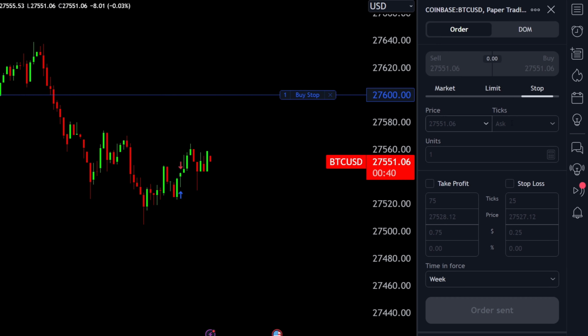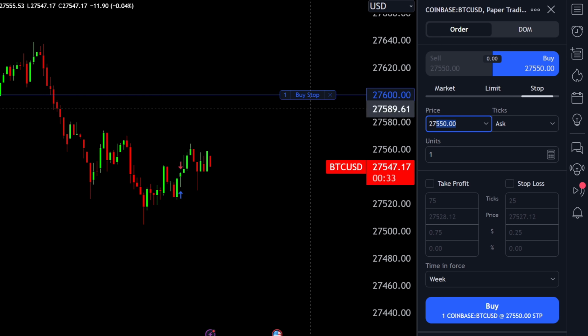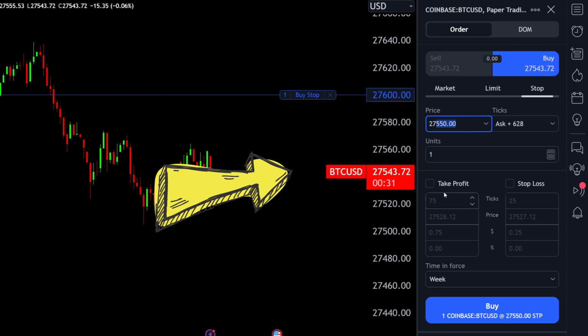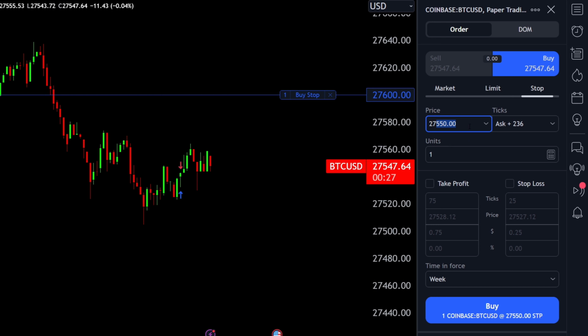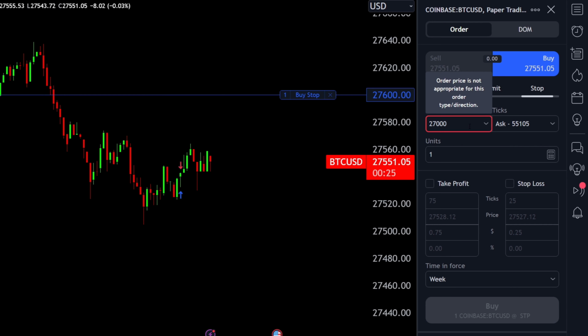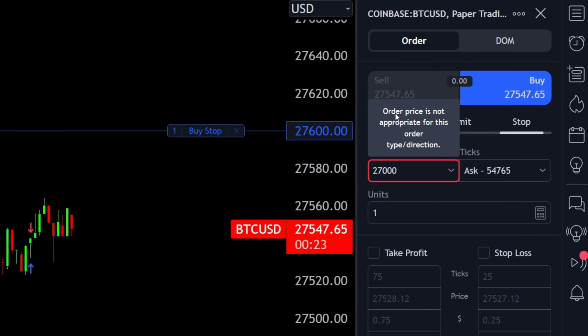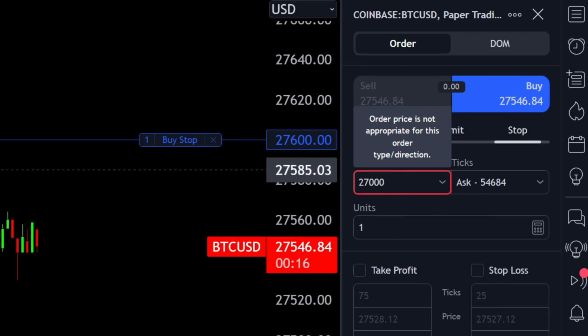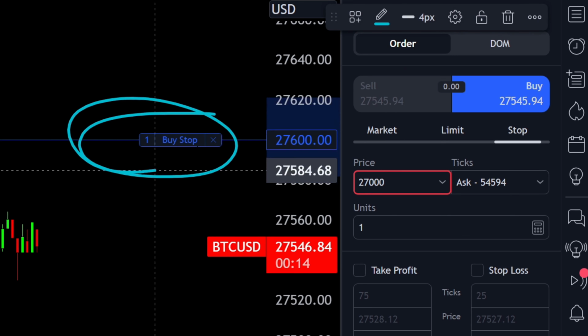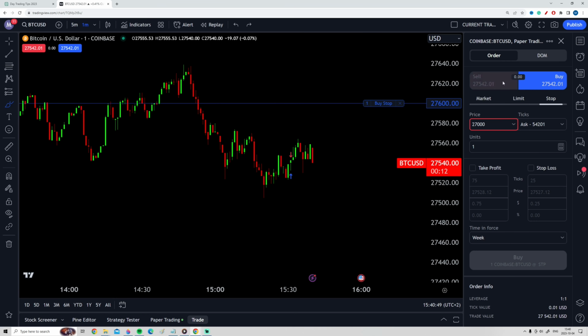And the buy stop order, let me show you, we go back here to the buy stop. And if you try to place a buy stop below where the price is currently, you can see right now we're trading at 27,540 around there. So if we try to place a buy stop order below this point, you can see that it says that the order price is not appropriate for this order type or direction. So you can see that you can only set the buy stop order above where the price is right now. Let me show you guys this example for the sell order as well.